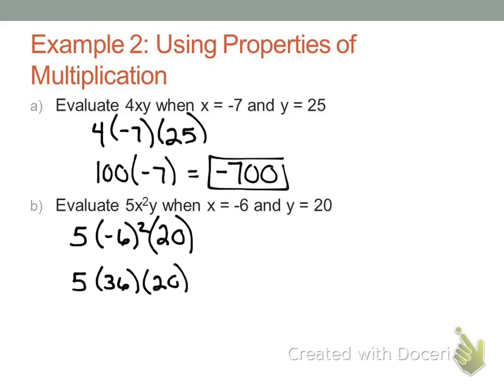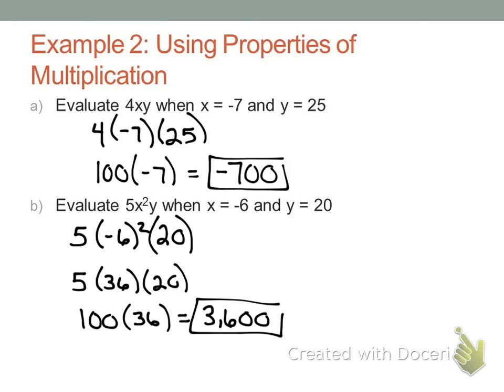Now I'm going to ask you the same question. Are there two numbers that I can multiply easily together first? 5 and 20, right? What's 5 times 20? 100. And then it's a lot easier. What's 100 times 36? 3,600. Two zeros. 3,600. All right.